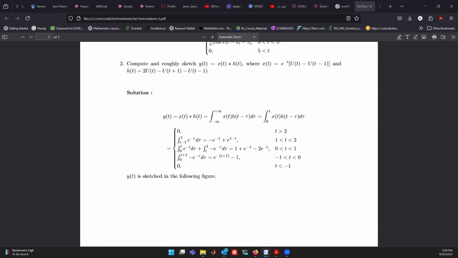If we shift this one by t larger than 2, it will be like this. So we'll have something like this. And there'll be no overlapping, and the integration will be 0 in this case, when t is larger than 2.